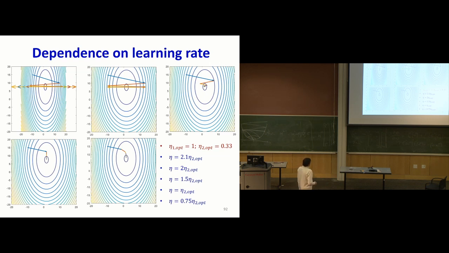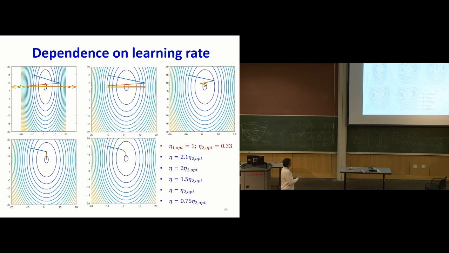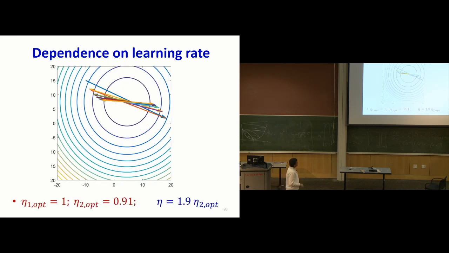So overall, what you will find is that for the whole thing, for the algorithm to converge, the step size that you take must be smaller than 2 times the smallest of the optimal step sizes for all the directions. If it isn't, then your estimate is going to behave in one of these ways, and the estimate is going to diverge.